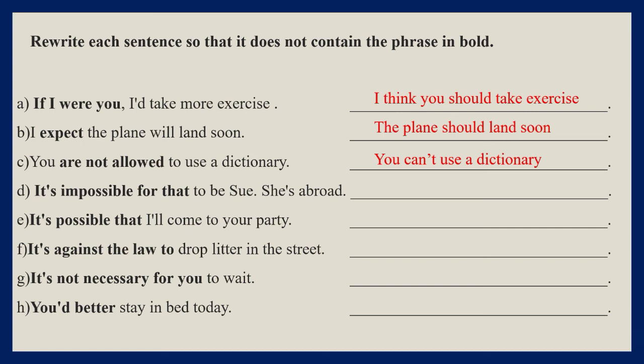D. It's impossible for that to be Sue. She's abroad. Again, we are making a deduction, and a negative deduction. It can't be Sue. She's abroad.